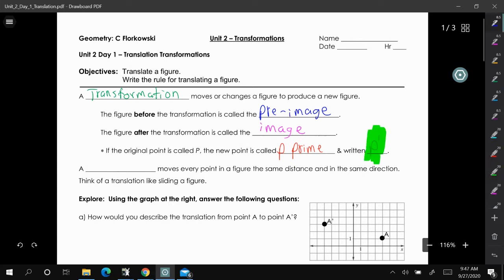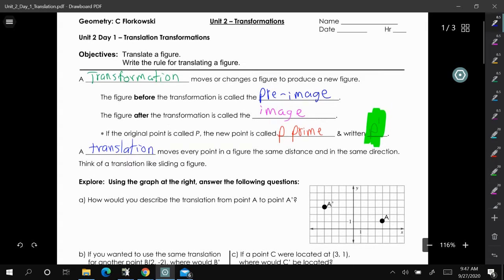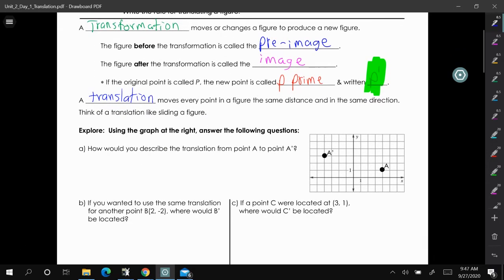So like I said, the first one we're going to talk about is called a translation. And a translation moves every point in a figure in the same direction and the same distance. Think about sliding a figure. So if I'm taking my desk and sliding it from one side of the room to the other, that is a translation.